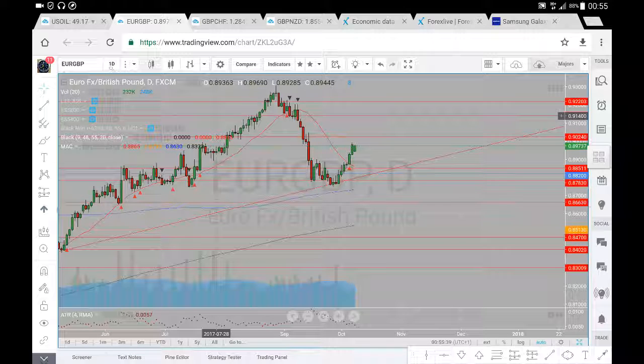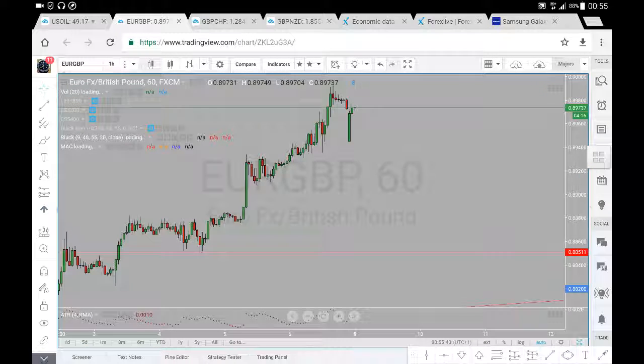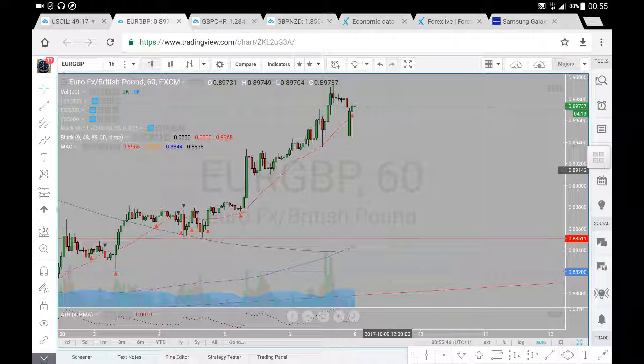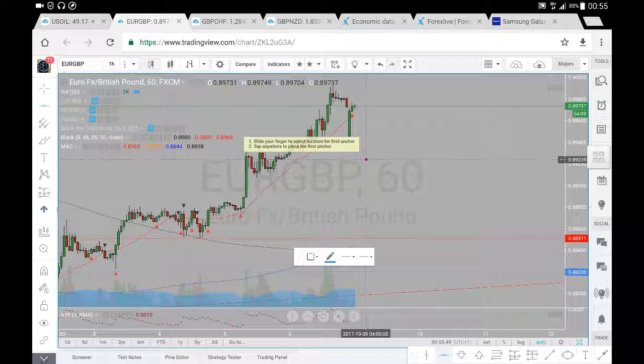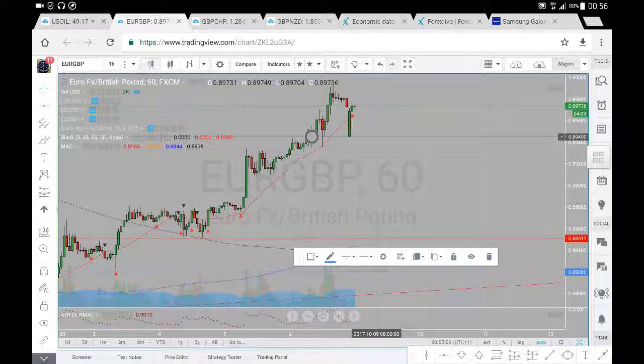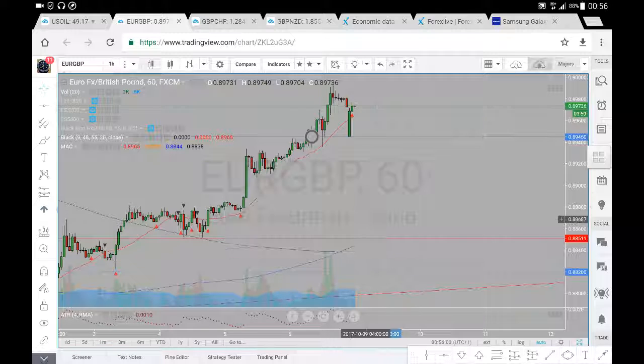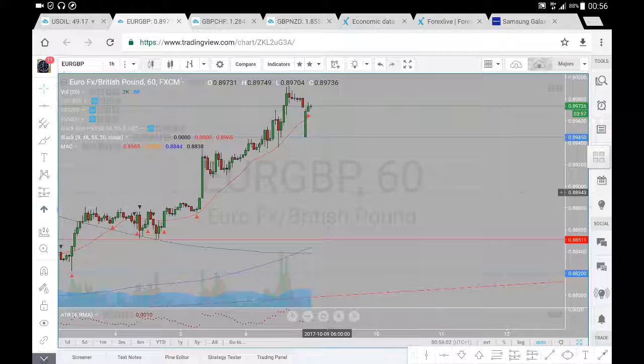So let's go down to the execution time frame, because that was a daily, and let's put our most important pivot on, and it is at 89.45, so it should be below that candle there. Let's just make sure it's all correct. 89.45. Wow, fantastic.